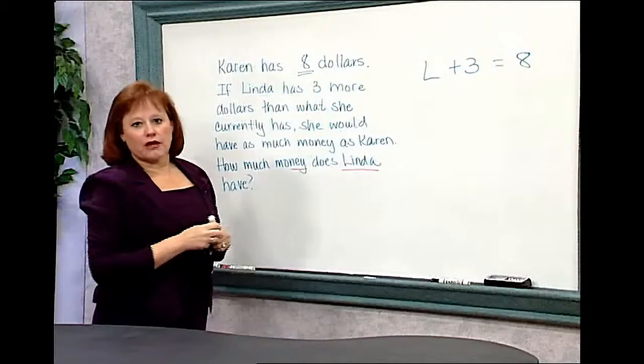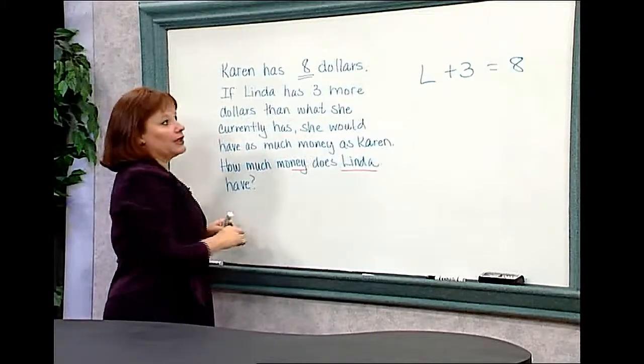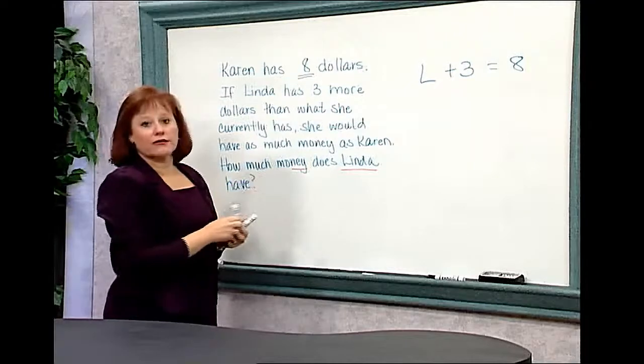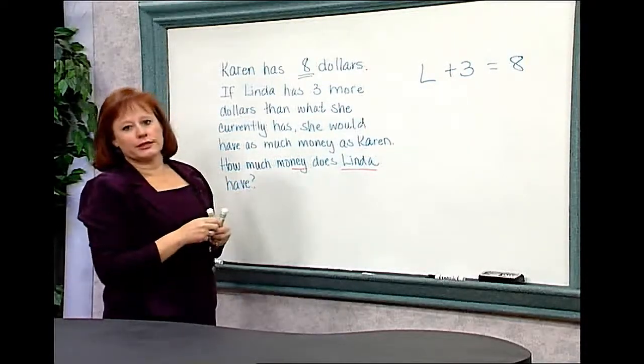The equation that I'm solving is L plus 3 is equal to 8. Now in this problem, you can see that the L is what I want to have be by itself at the end of the equation. I'm solving for L. So what I want to do is get rid of that plus 3.